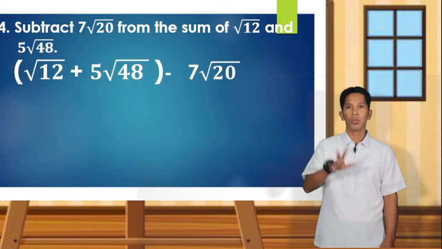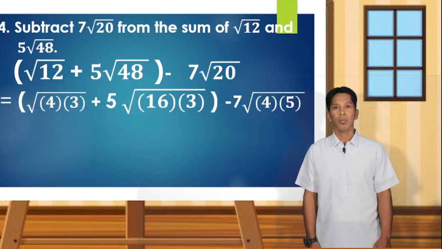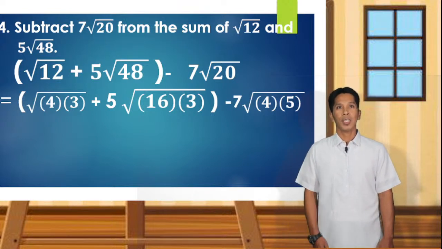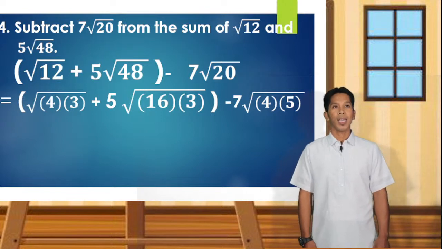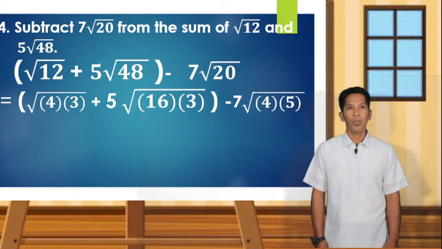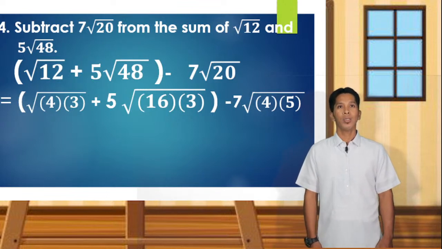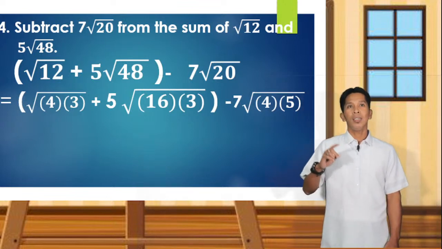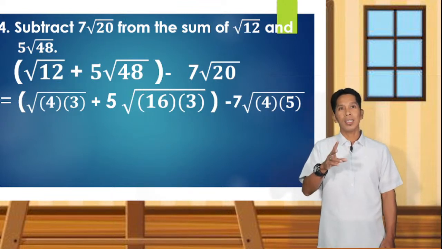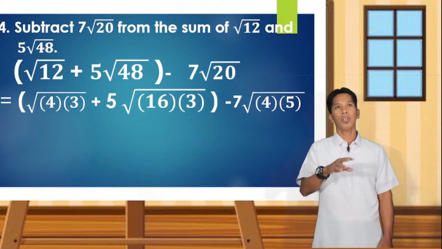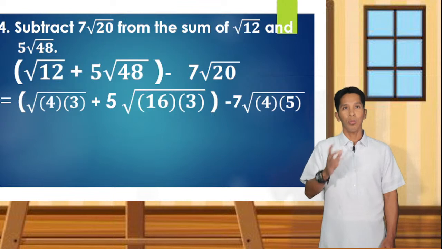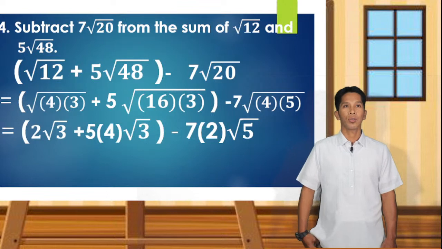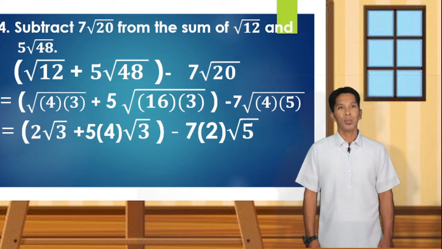So we simplify its radical expression. So square root of 12 will be square root of 4 times the square root of 3, plus 5 times the square root of 48, which will be square root of 16 times 3, and the square root of 20 will be square root of 4 multiplied to the square root of 5. So putting out the square root of 4, that will be 2. And putting out the square root of 16, that will be 4. And putting out the square root of 4 in the square root of 20, that will be 2. So we have now 2 square root of 3 plus 5 times 4 square root of 3 minus 7 times 2 square root of 5.